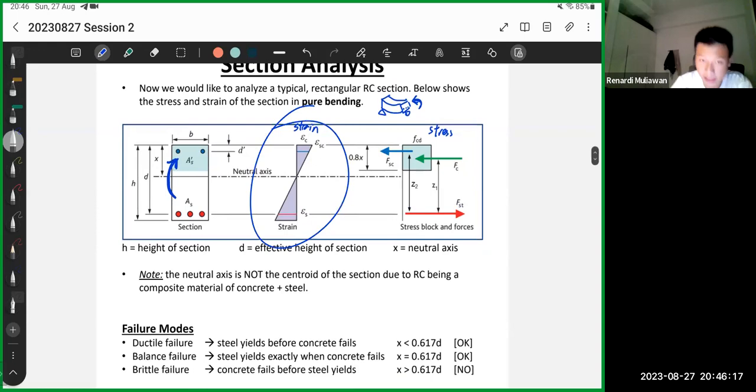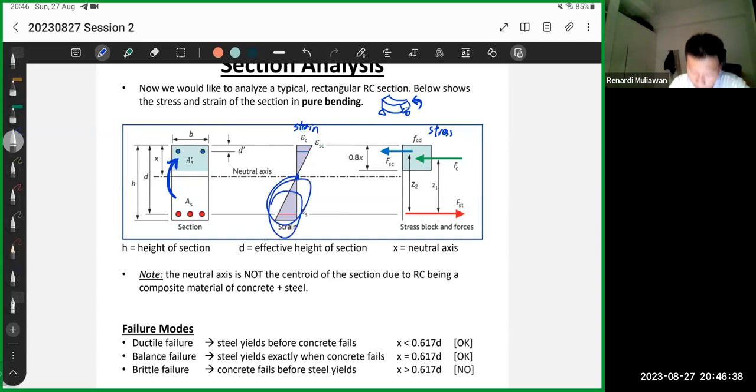First, let's explore the strain. In MOM, they have explained about the neutral axis. It's basically the point or the level where the strain is zero, so it doesn't get pulled, it doesn't get compressed. If you notice, above the neutral axis, they get compressed. The bottom part gets pulled. So that's the strain graph.